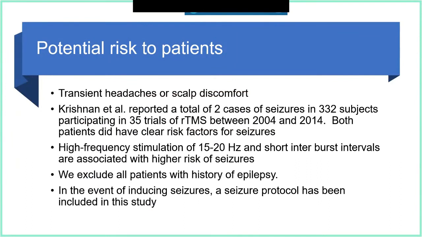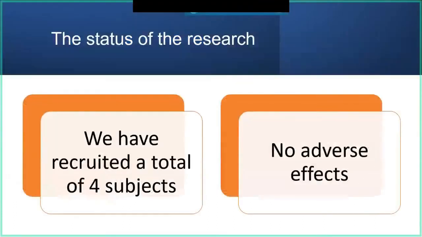And the potential risk to the patient essentially is a risk of seizures. I can tell you that's extremely rare. In a review of 35 trials, basically only 2 patients had seizures, and that's 2 out of more than 1,000 patients who had been recruited for those studies. And the high frequency stimulation rates of 15 to 20 hertz are more likely to produce seizures. So obviously we avoided that, and we are excluding all patients with seizures.